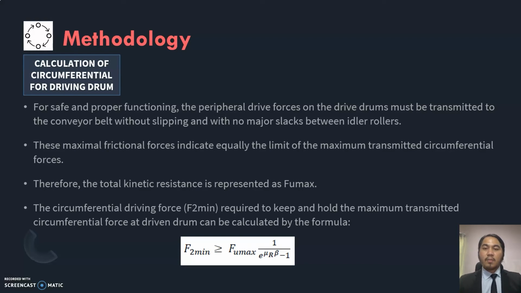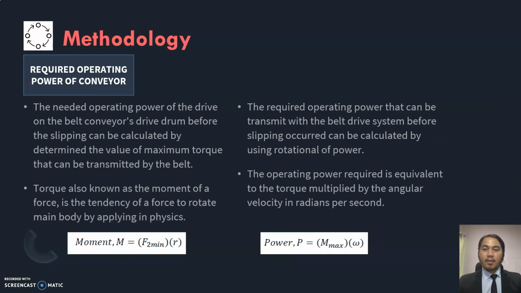Required operating power of conveyor. The needed operating power of the drive on the belt conveyor drive drum before slipping can be calculated by determining the value of the maximum torque that can be transmitted by the belt. Torque, also known as the moment of force, is the tendency of a force to rotate a body about an axis, as applied in physics.